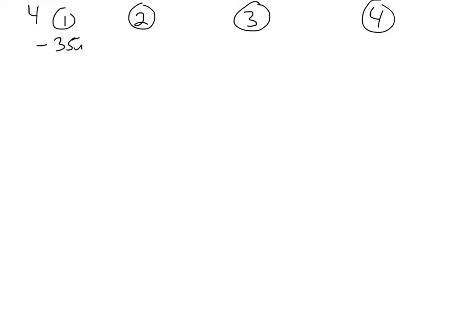This is probably the trickiest one in the group quiz. So for number 4, we have 4 charges this time. So we've got 1, 2, 3, and 4. We have 1 is negative 35 microcoulombs. 2 is 45 microcoulombs. 3 is negative 45 microcoulombs. And 4 we don't know.